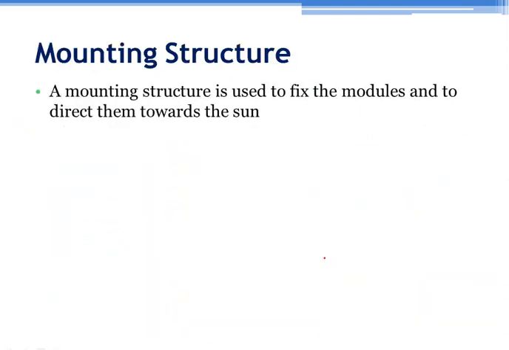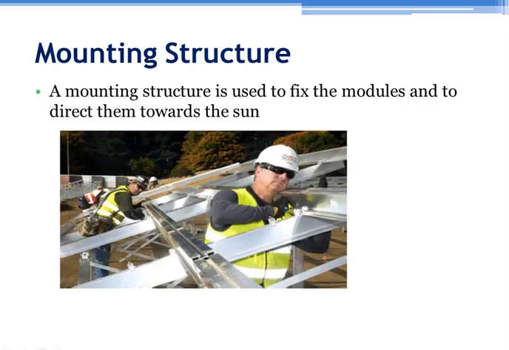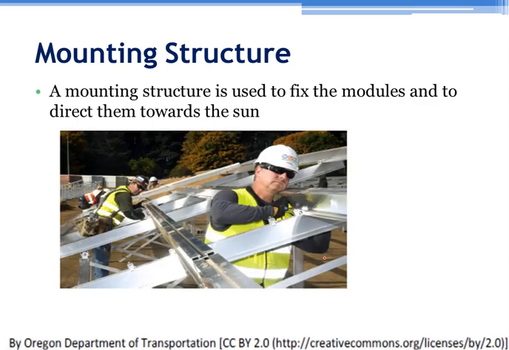So let us understand the role of each component in more detail. First is the mounting structure. A mounting structure is used to fix the module and to direct it towards the sun. Here you can see a typical example. This picture is taken from the Oregon Department of Transportation. Here you can see that these people are framing the structure. While framing it, you should make sure that you do a survey of that site, and you need to know various latitude and altitude issues, and how you can generate maximum power.